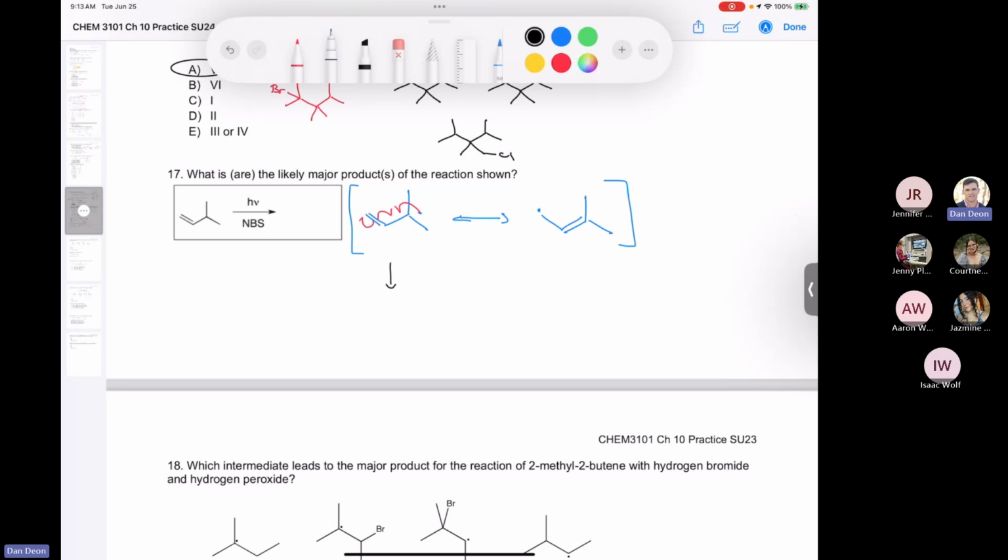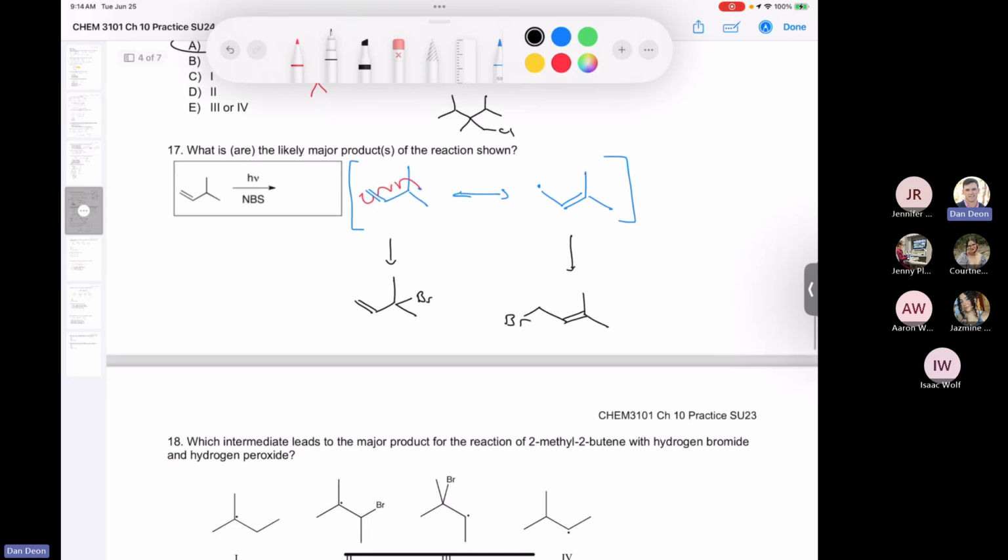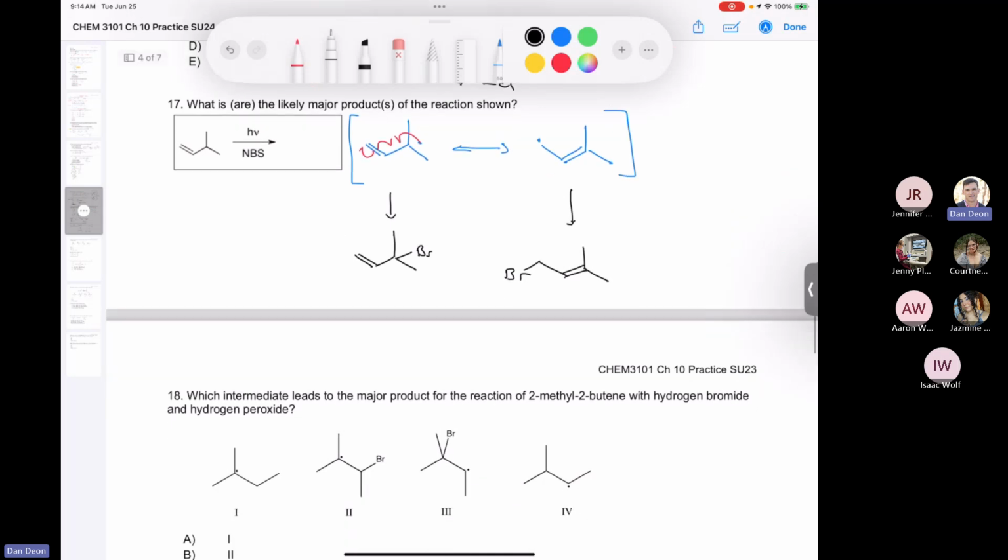And so we're going to end up with a mixture. We're going to end up with this compound, and we're also going to end up with this compound. So there we go. So we end up with a mixture of these two compounds. So those are the two compounds you would end up forming. There's no stereocenters in the compounds. Let me just tidy this up a little bit. So there you go. All right.